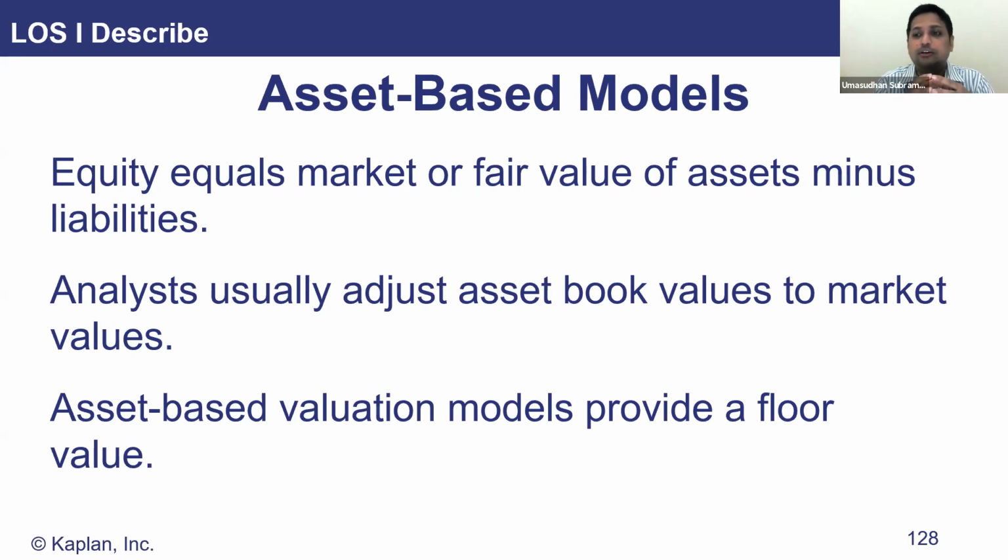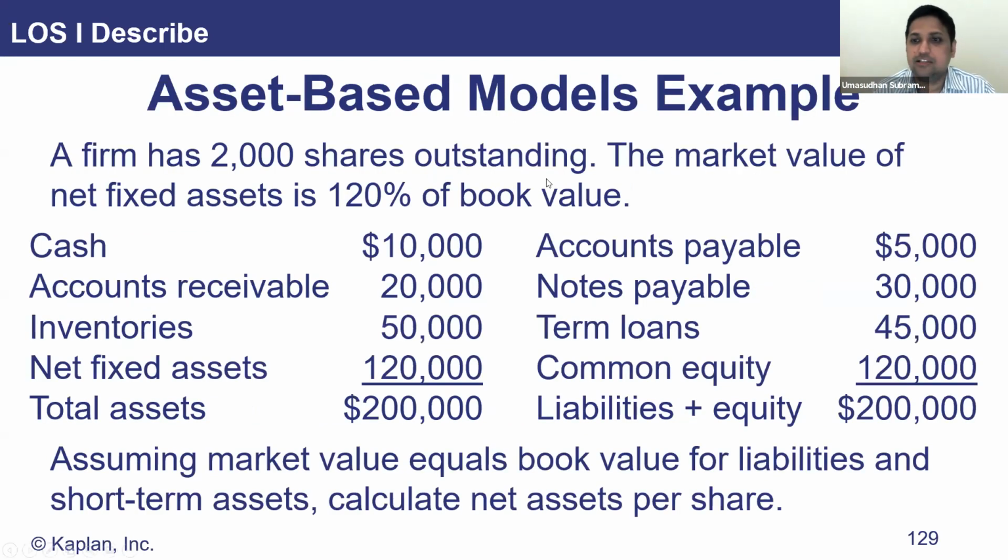So if you are looking at a range of valuations for a stock price, you're valuing with the dividend discount model, the free cash flow to equity model, then you look at a multiples approach, look at all of them, and then look at asset-based value, asset-based models. And asset-based models probably offer you the lowest possible value, right? So let's look at this.